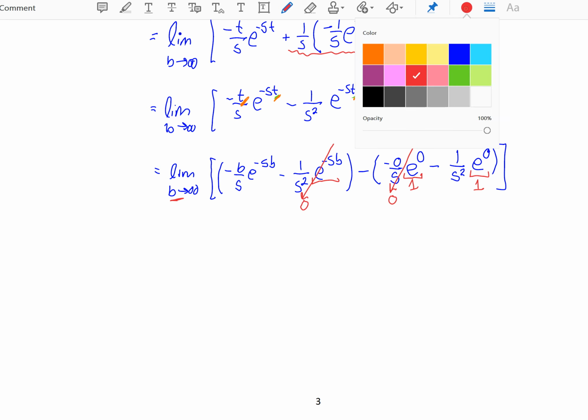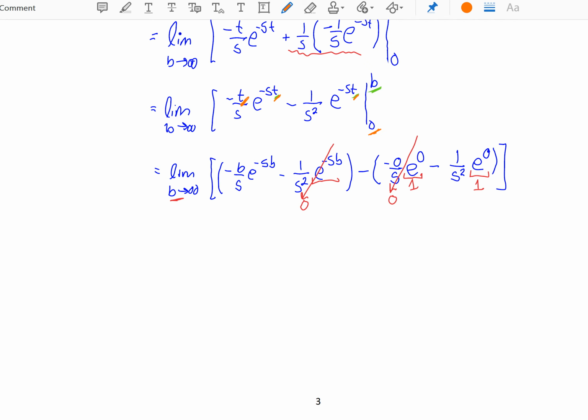The part that you have to spend a little bit of time justifying is this term. As b goes to infinity, technically this is going to look like negative infinity times e to the negative, or e to the infinity.